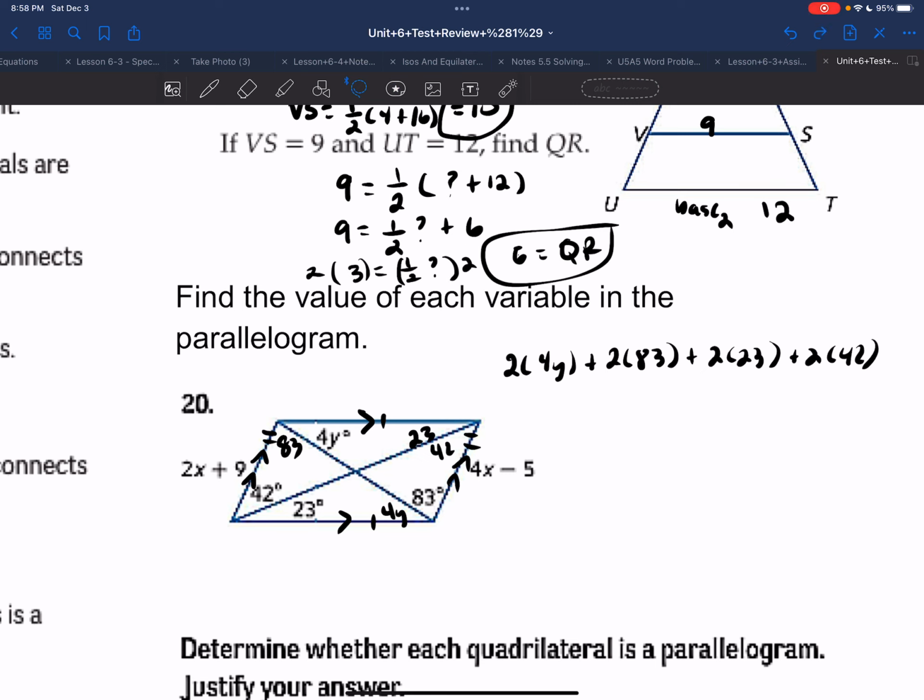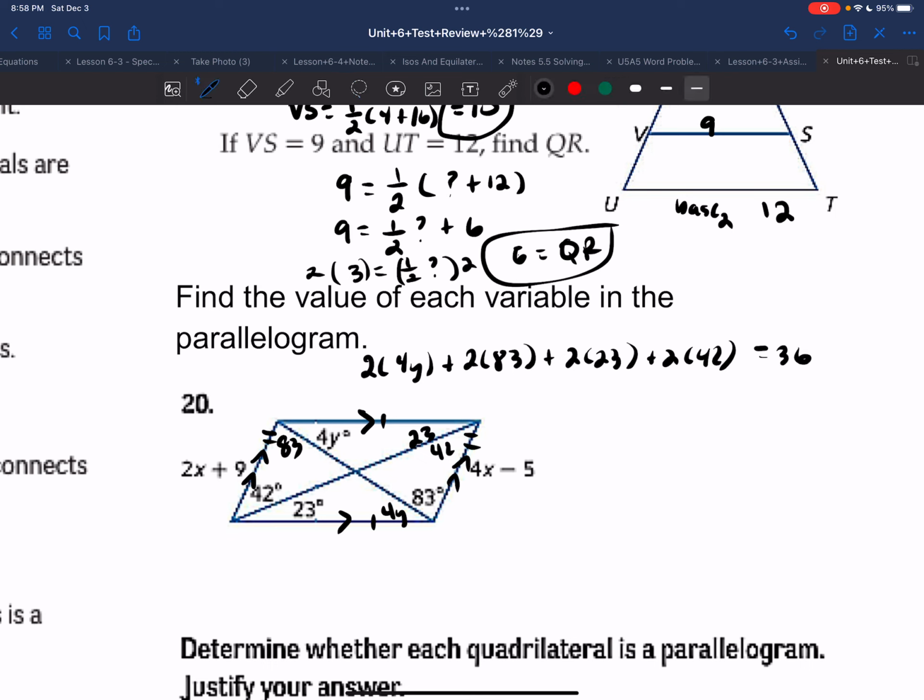Oh, sorry, this is not working out how I want it. All right, so I have to set that equal to 360 degrees. Now, if I combine all of this, combine the like terms, I get 8y, which is equal to 64. Okay, and I'm going to divide both sides by 8. I get y equals 8.